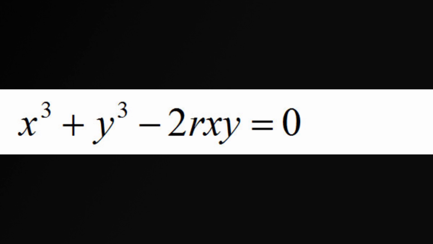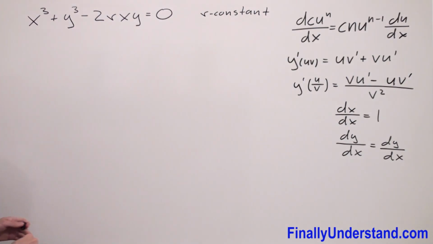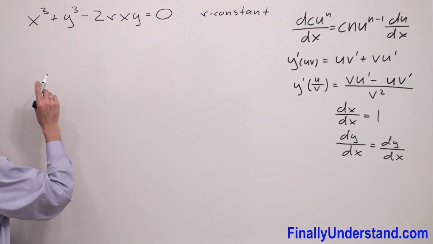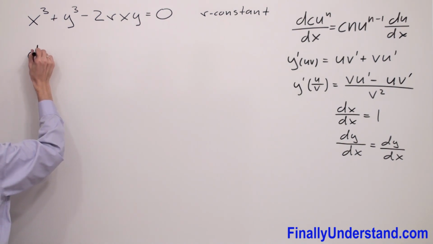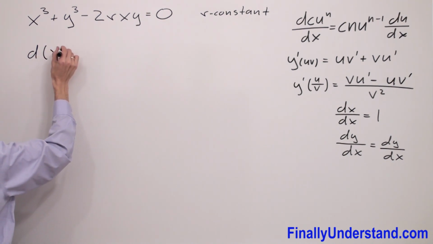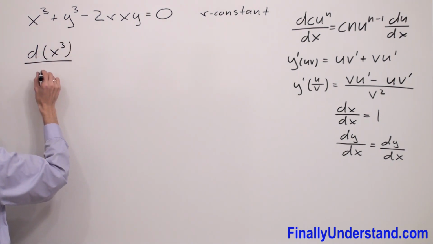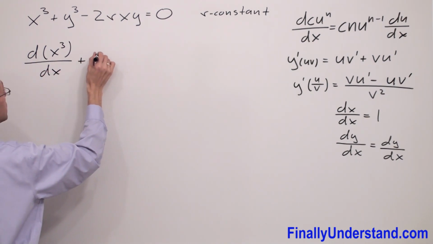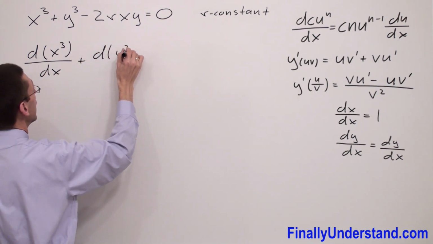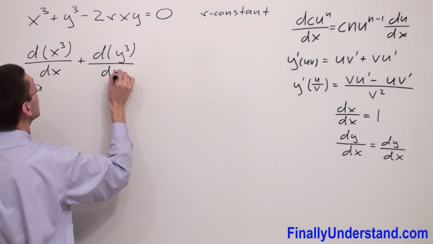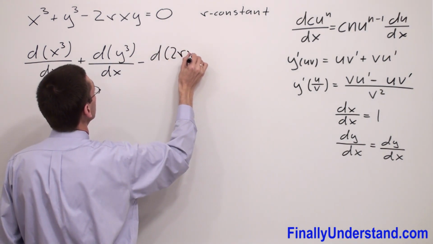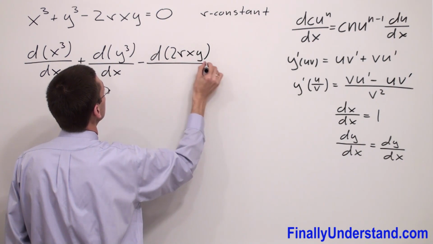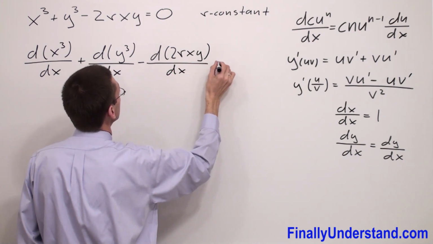We have another example on the board. Again, we're supposed to find the derivative of this implicit relation. So, we have to find the derivative of each term. So, let's do everything step by step. So, I have the derivative of x cubed with respect to x, plus the derivative of y cubed with respect to x, minus the derivative of 2rxy with respect to x, is equal to 0.